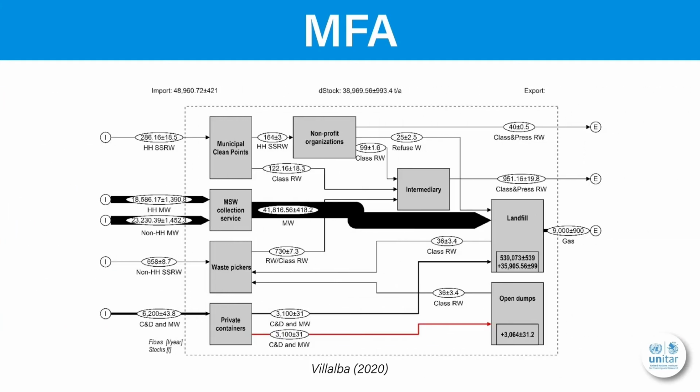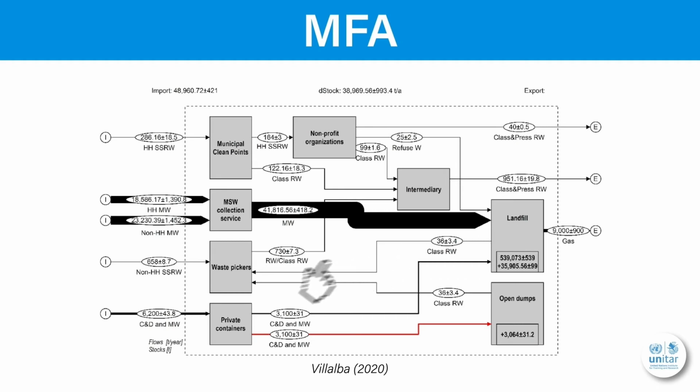Material flow analysis can be conducted at a spatial level of a city. For instance, let's take this case of waste management in a city of Argentina. This contains a lot of information, so let's look at some selected aspects. The thickest arrow shows that most of the waste, around 42,000 tons per year, is collected by the municipal collection services, and this amount goes to landfill.